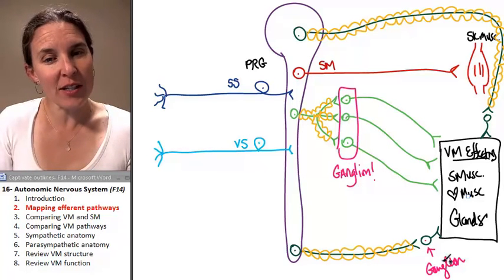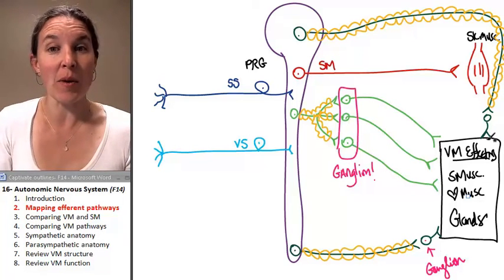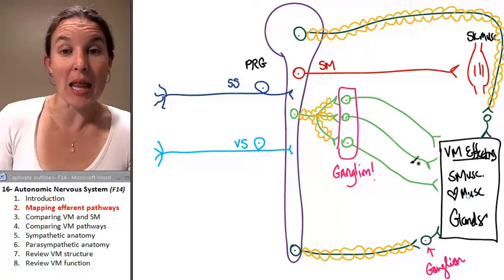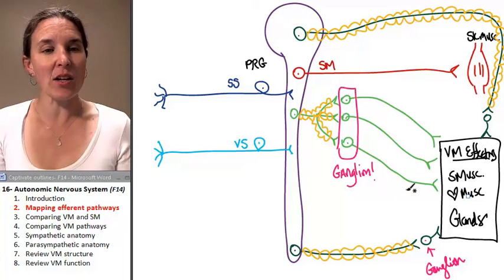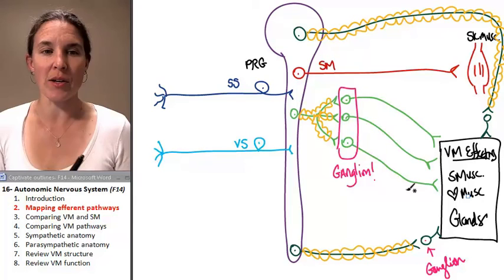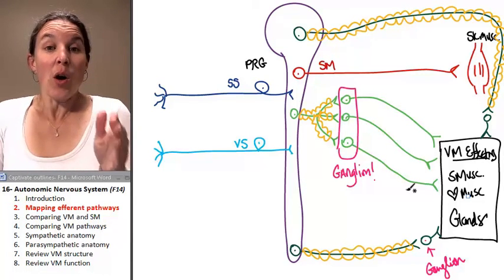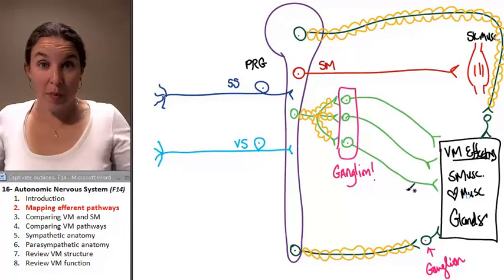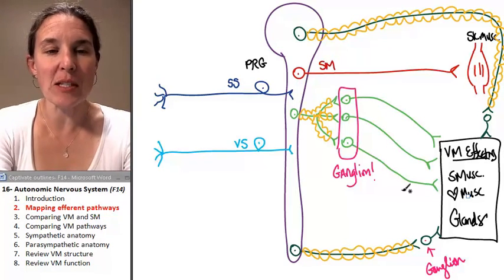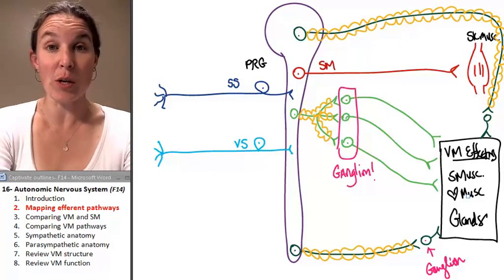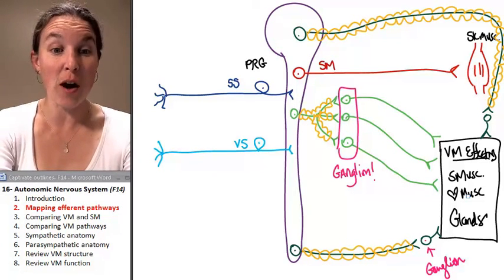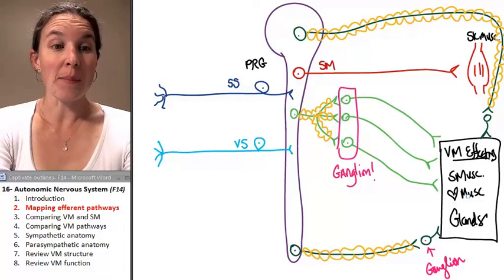Look at the difference in my ganglia with my dark green fibers and my light green fibers. These are anatomical characteristics that we are going to look at. Now, here's our overall picture. Now let's look at some specific things that distinguish visceral motor in general from somatic motor.